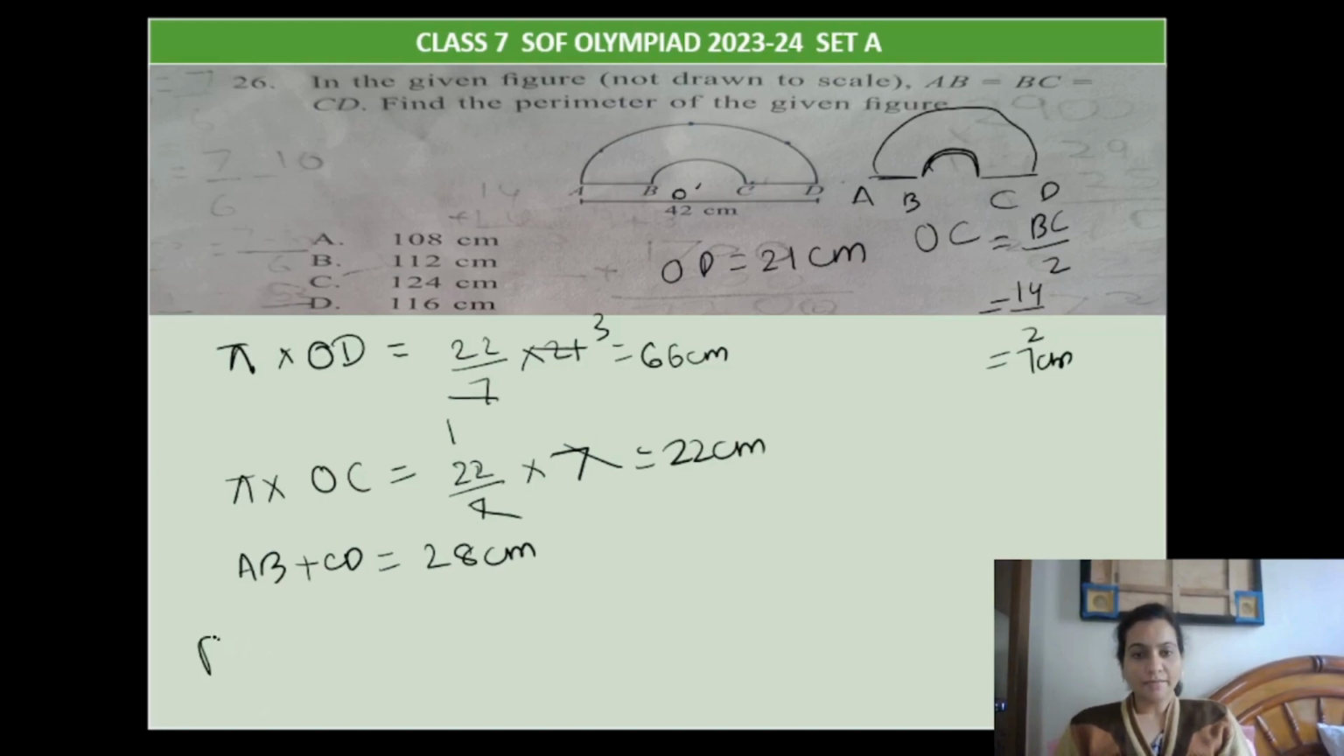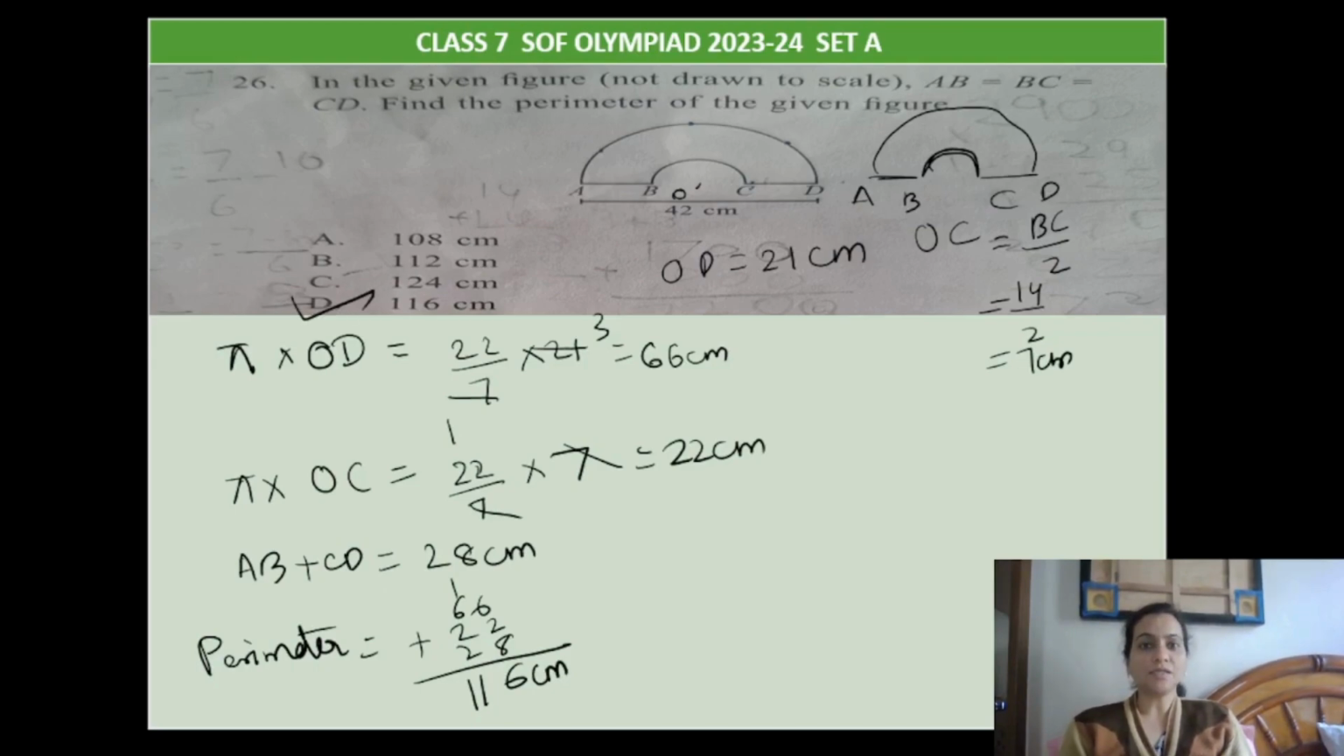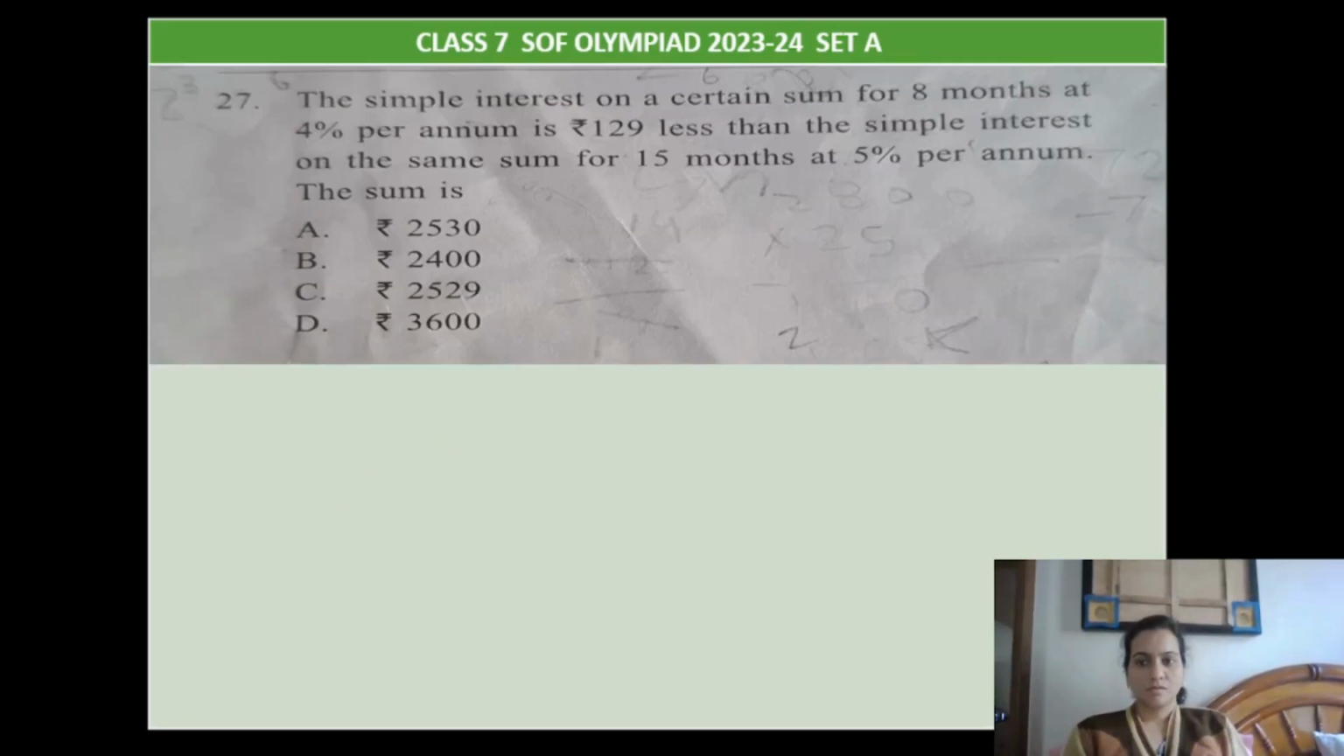So now the entire perimeter will be equal to the sum of all these: 66, 22 and 28. So we'll add them up. 8 plus 2 is 10, 10 plus 6 is 16, 1 gets carried over. So it's 7 plus 2, 9, 9 plus 2 is 11. So 116 centimeter is the correct answer. So option D will be the correct answer for this particular question number 26. Question number 27 is based on simple interest.